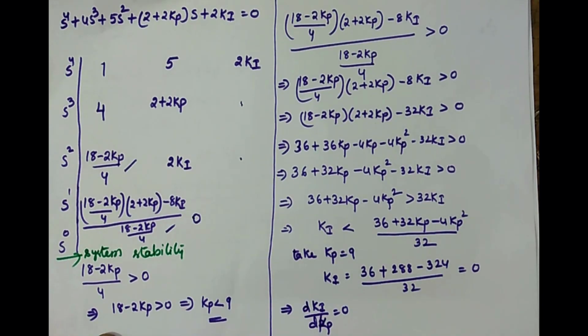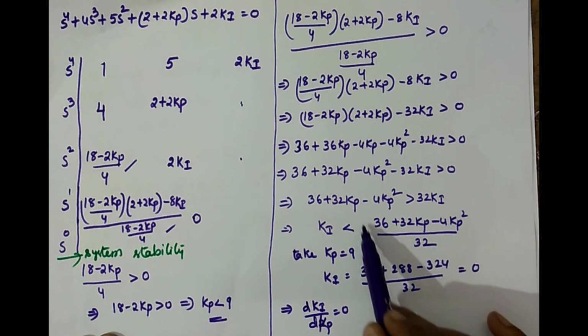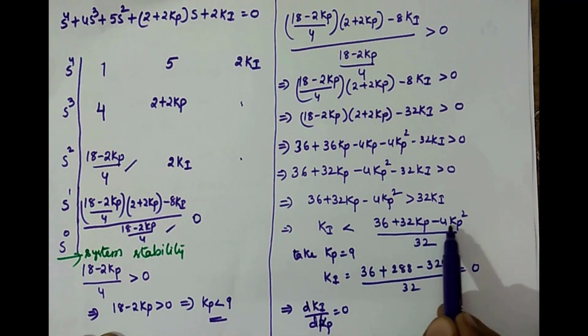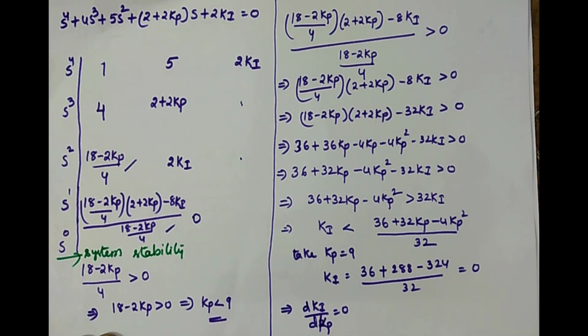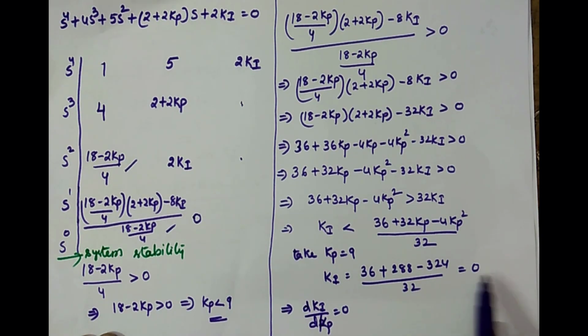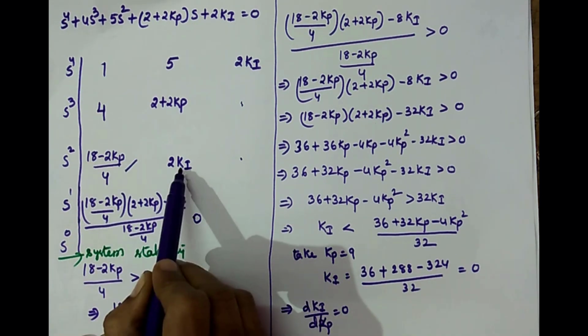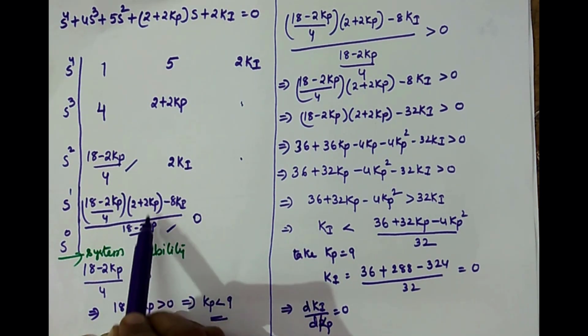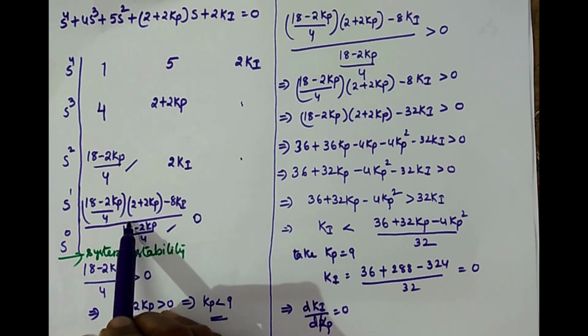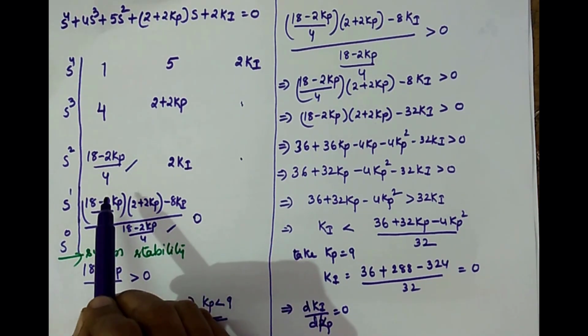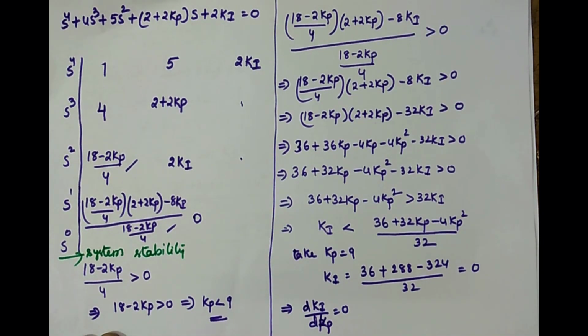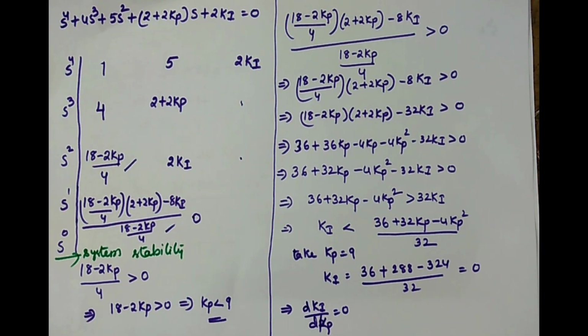Here, from the Routh array, the conditions are Kp must be less than 9 and Ki must be less than 36 plus 32 Kp minus 4 Kp square by 32. So we checked for Kp equal to 9. If Kp is 9, Ki becomes 0. Just substitute Kp and Ki here. Suppose Kp is 9, you will get 0 here. Ki 0, you will get 0. So all the first column of the Routh array are becoming 0. Fine, that is the condition for marginal stability.